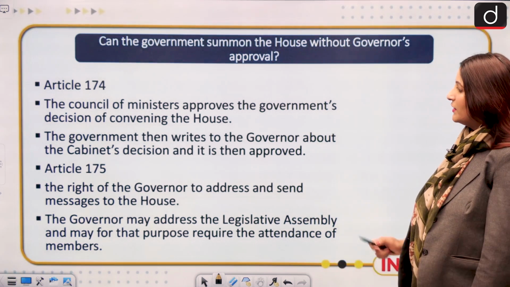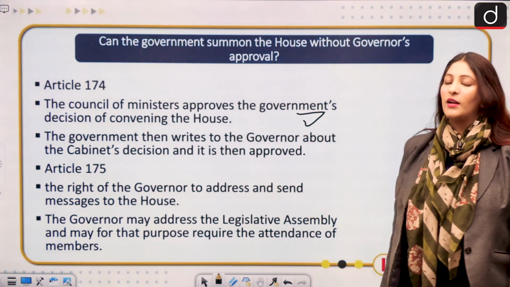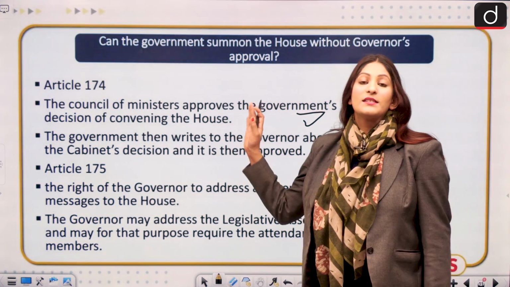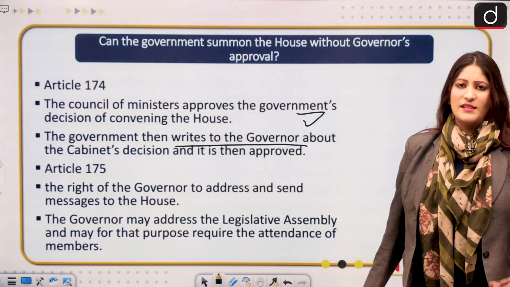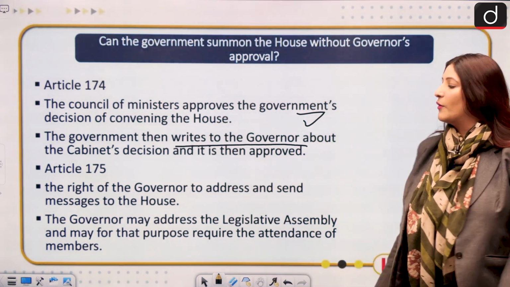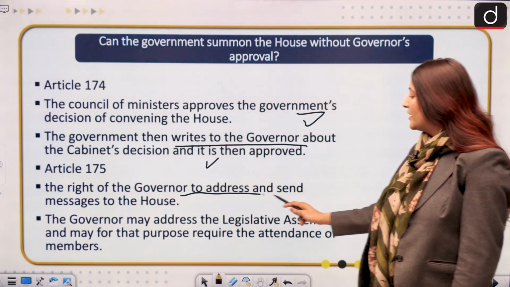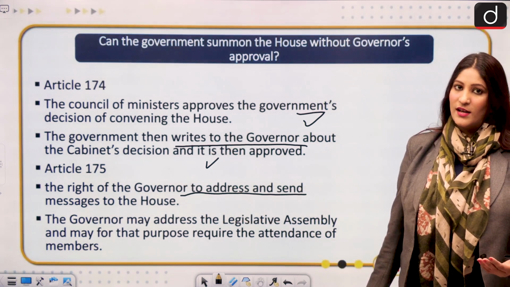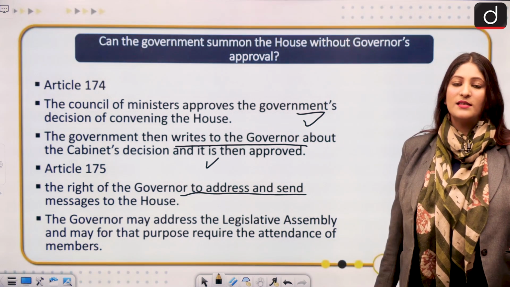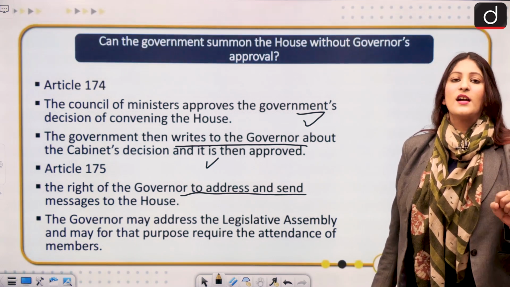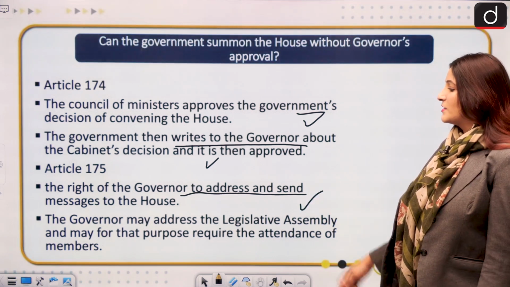According to Article 174, the Council of Ministers approves the government's decision of convening the House. Okay, it's the Council of Ministers. The government then writes to the governor about the cabinet's decision that we want to summon the House. Now, according to Article 175, the governor has the right to address and send messages to the House. Once 174 has been practiced, 175 brings the governor into the picture.